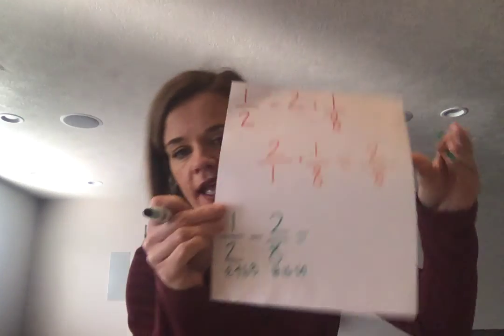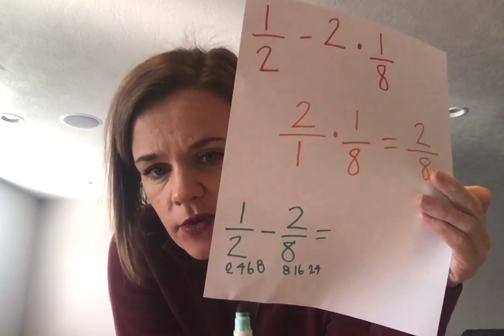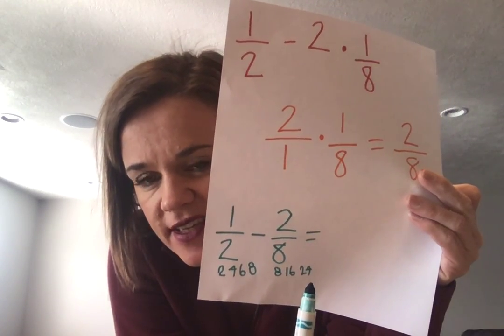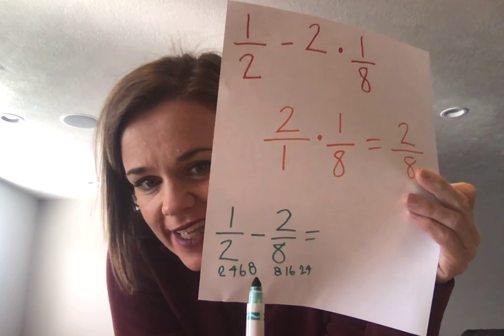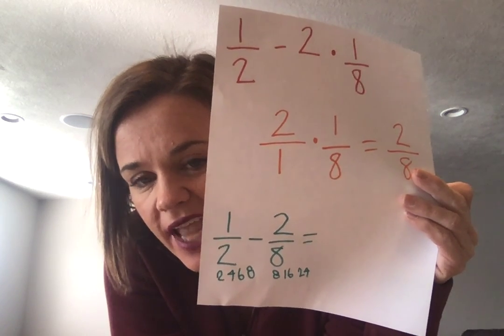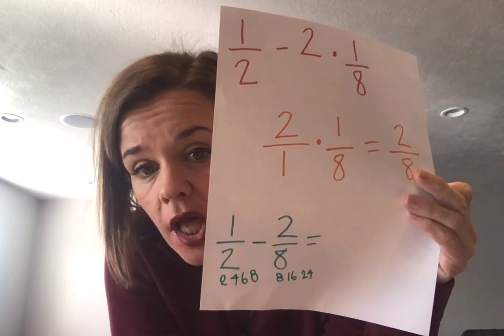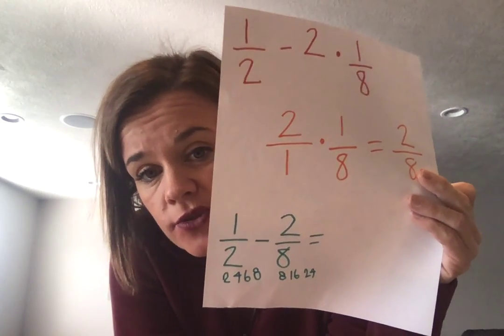Okay, so for 2, multiples of 2 are 2, 4, 6, 8. Right? Multiples of 8 are 8, 16, 24. Now, do you guys see anything that's in common between this list of numbers and this list of numbers? Ding, ding, ding. Look at that cute little 8 right there. Okay, so 8 is going to be my lowest common multiple. So it's going to be my new denominator.